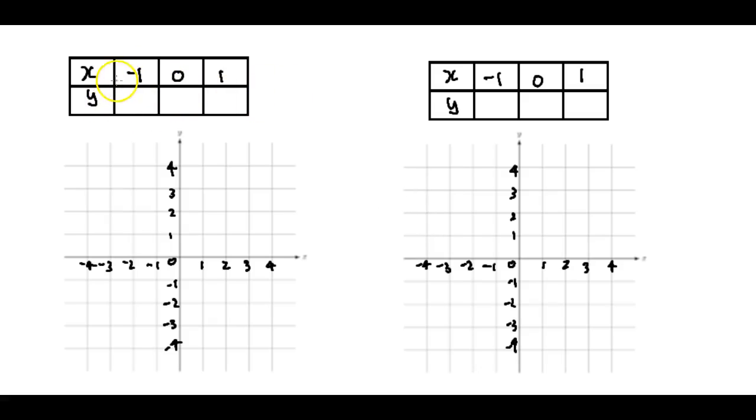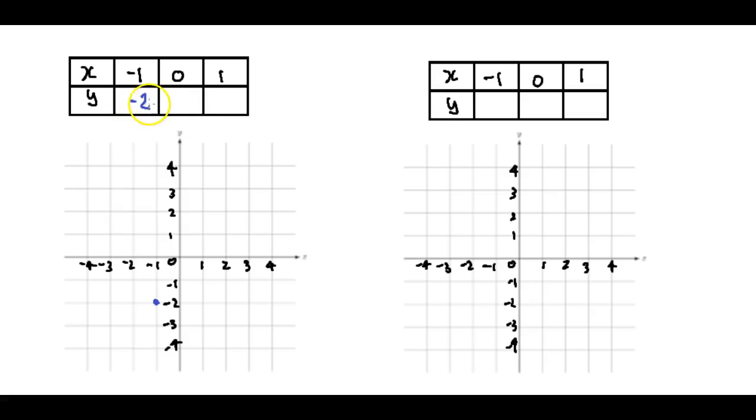Let's say we've got a table of values here for x's, and the x is changing by 1, starting at -1. Let's make up a value for y, say -2. So the first ordered pair is (-1, -2). So we go across to -1 and down to -2, and we put a dot. That's the first point.